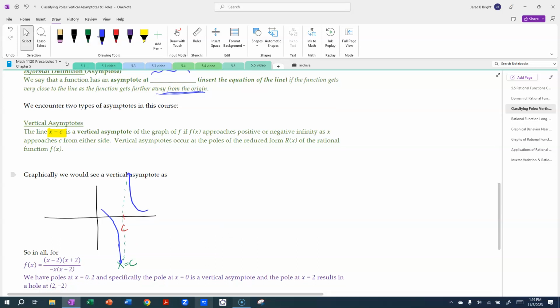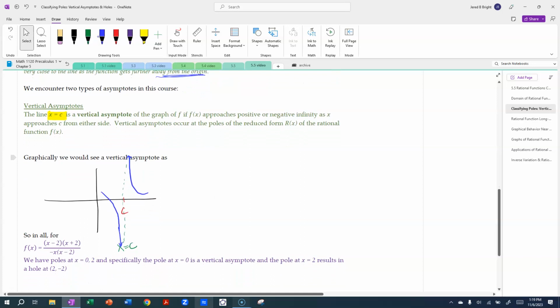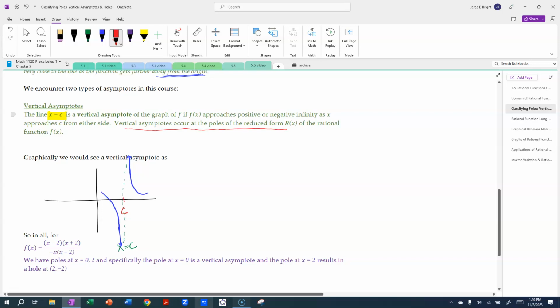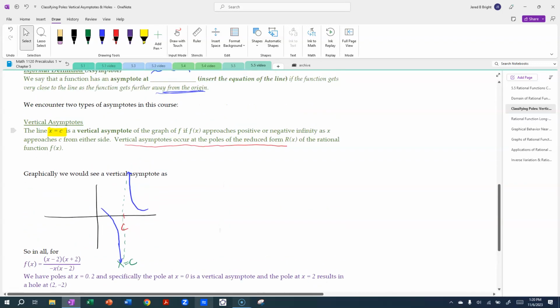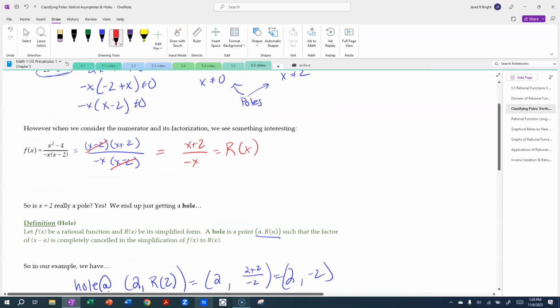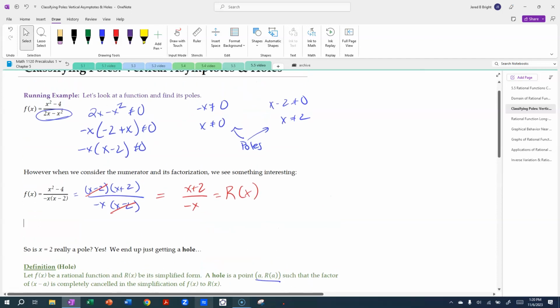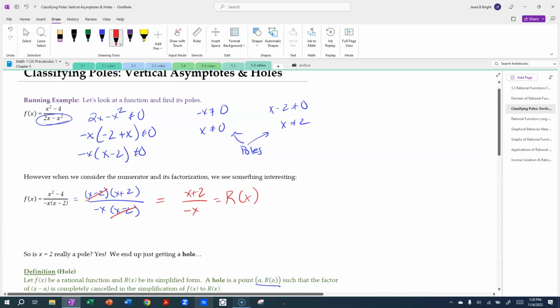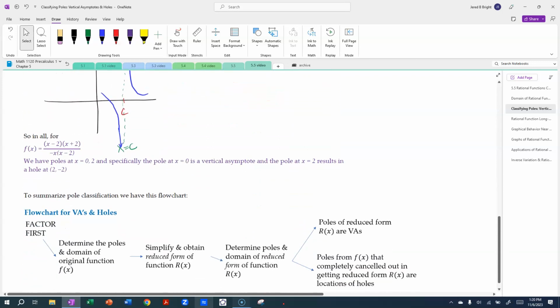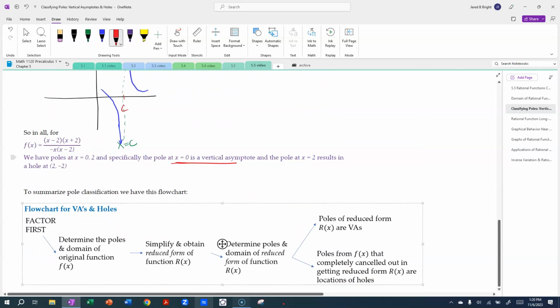Okay, so now what we didn't emphasize was the second part of the definition. Vertical asymptotes occur at poles of the reduced form, R of x. Okay, so we had R of x as this. We said the poles were 0 and 2 for the original function, but we said 2 ended up being a hole. So then the remaining pole is the location of a vertical asymptote. Okay, so we have a pole at that, which is a vertical asymptote.